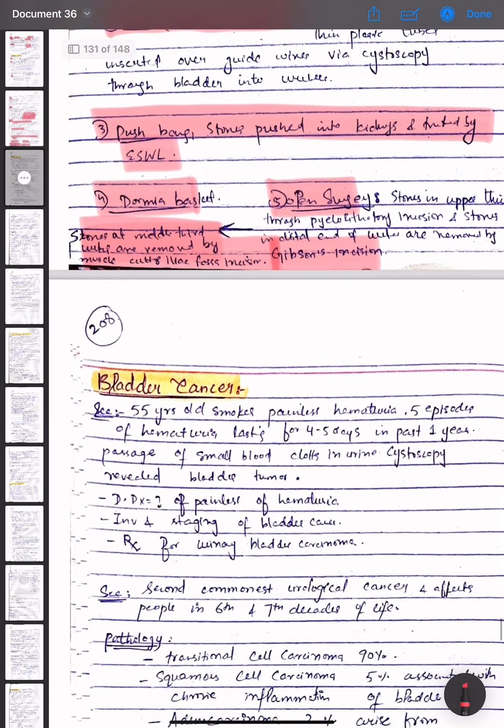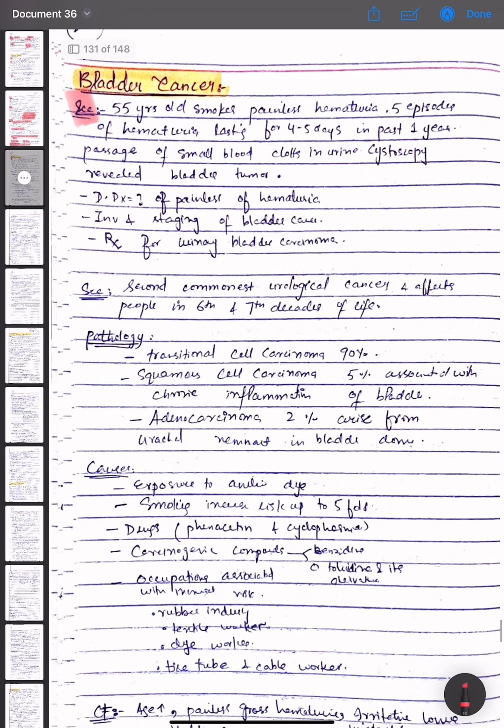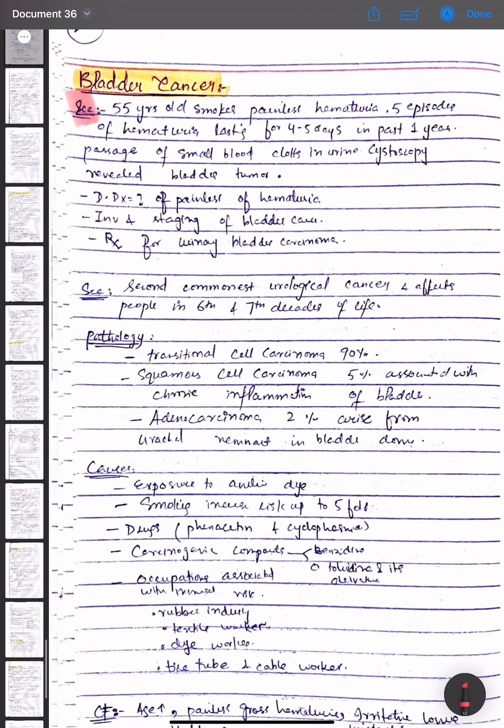Now coming towards bladder cancer, we have a scenario of a 55-year-old smoker with painless hematuria. Five episodes of hematuria are present, which lasted 4 to 5 days in the past 1 year, with passage of small blood clots in urine. Cystoscopy revealed a bladder tumor. What are the differential diagnoses of painless hematuria, the investigation and staging of bladder cancer, and the treatment for urinary bladder carcinoma?